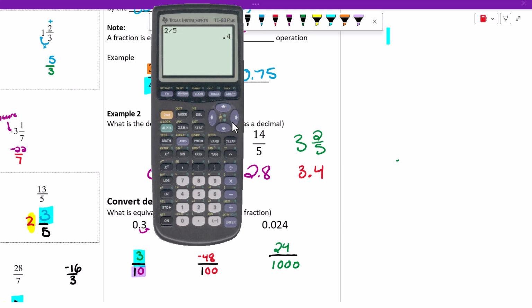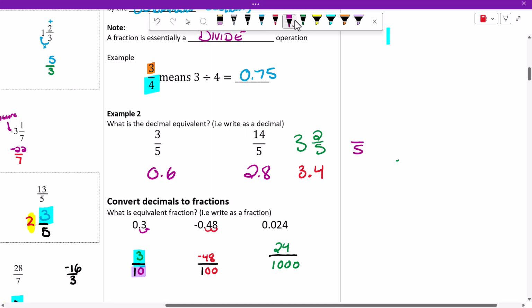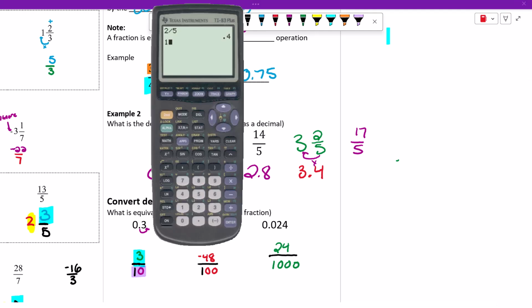Or the other way, if you don't like it, is you could turn this into an improper fraction. When we turn it to an improper fraction, remember the denominator stays the same. So you go 3 times 5 is 15. 15 plus 2 is 17. Then you go 17 over 5. Hopefully we get the same answer. 17 divided by 5, 3.4. So two different ways. It's whatever your mind finds easier.